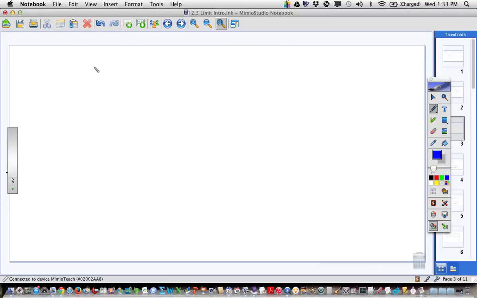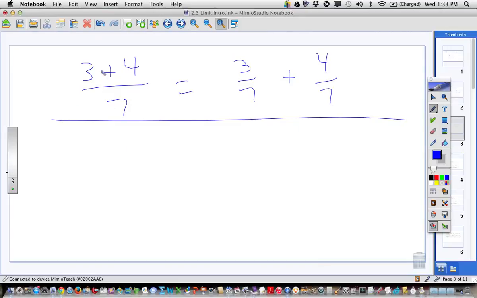Now, you've got to be careful with fractions. Let me do a quick example here. 3 plus 4 over 7. Well, we all know that's equal to what? 1. So if I split it apart, that still equals 1, right? 3 sevenths plus 4 sevenths, 7 sevenths, that's 1. So that's good.